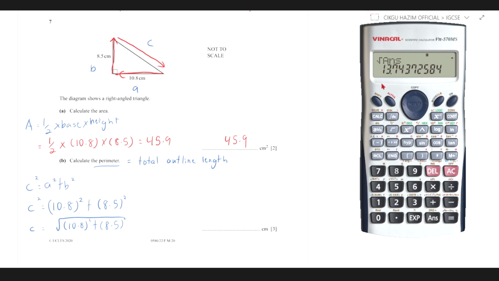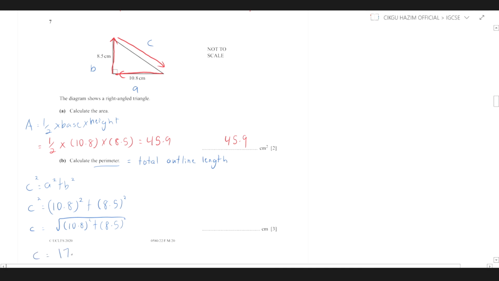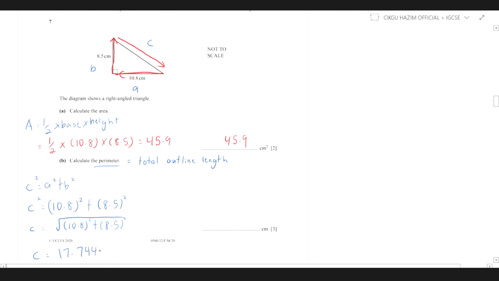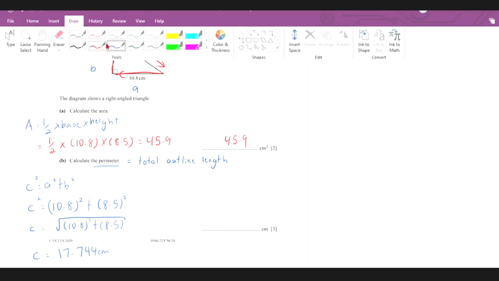Then the answer. Like I said, if it's not stated how many decimal points, you can take 1 decimal point, but during the calculation, I would suggest you take 3 decimal points. Okay, during calculation, not the final answer yet. So you know that the c value here is 13.744 centimeters. And then we calculate the perimeter.